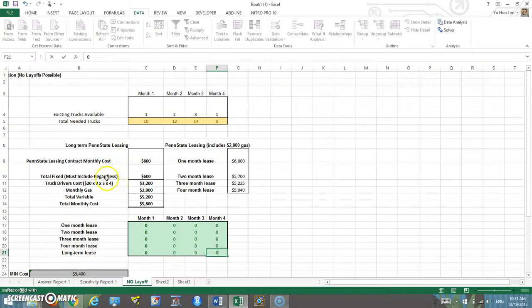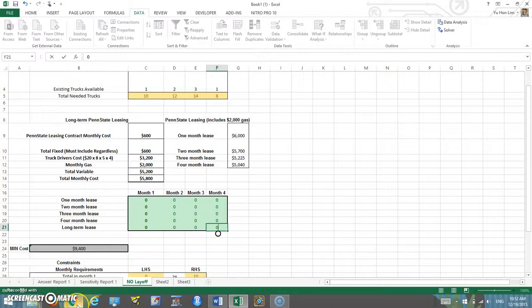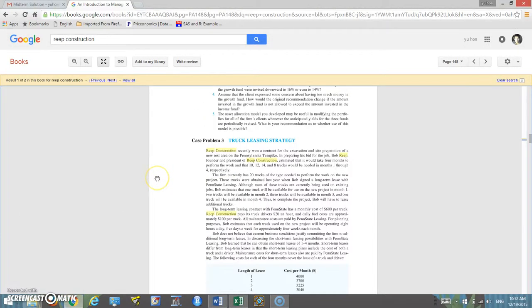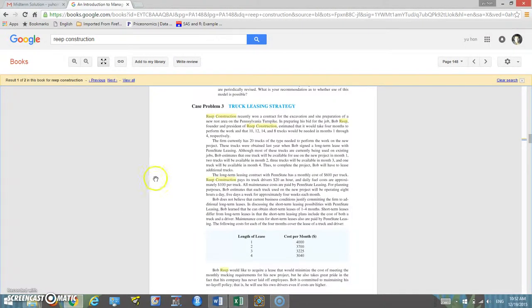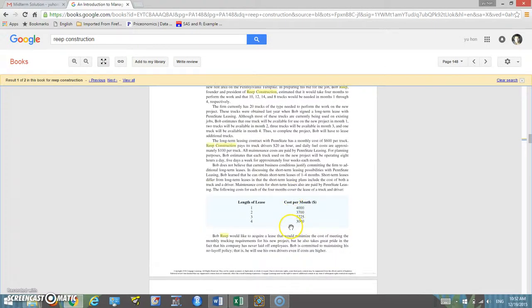Hi everyone, today I would like to do a solver problem about a truck leasing strategy. I got this question from Google. There's a construction company that would like to lease a truck, and they could lease it monthly or long term. That's the amount of expense the construction company has to spend on leasing a truck.